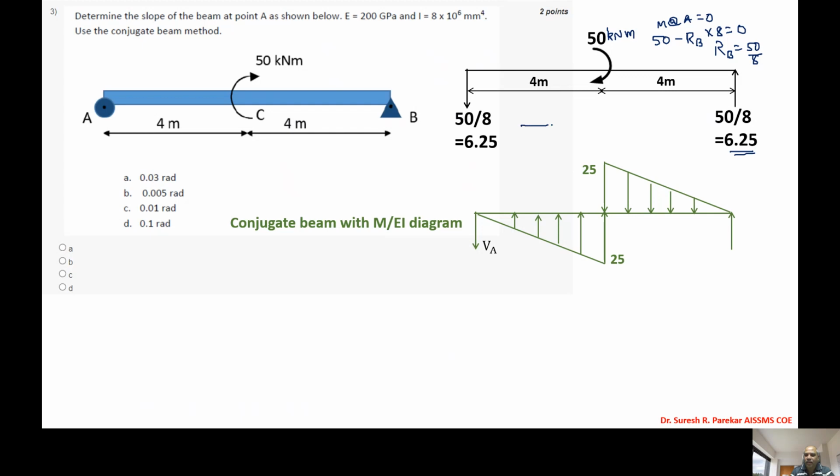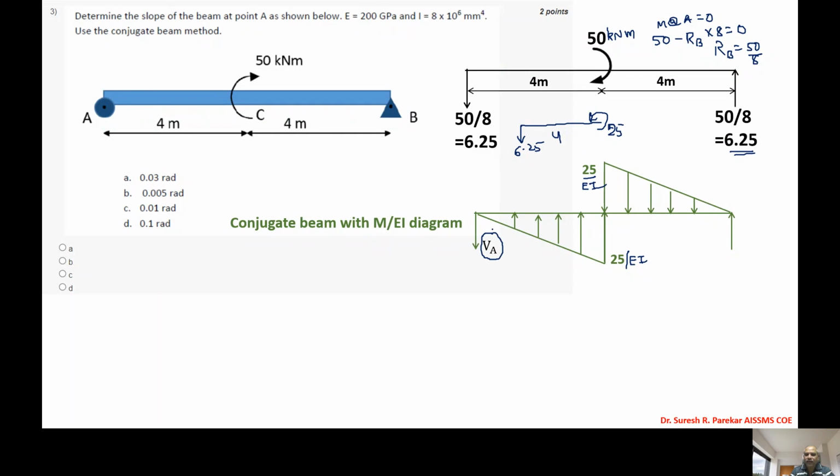Now we will draw the bending moment diagram, and then we will divide it by EI. So we have 6.25 into 4, and it will be taken downward, and this will be 25. And as this is the M by EI diagram, for the conjugate beam you have to study it and then you can solve this. If we go to the right of the couple, then we consider the couple 50 and it comes 25 upon EI, positive.